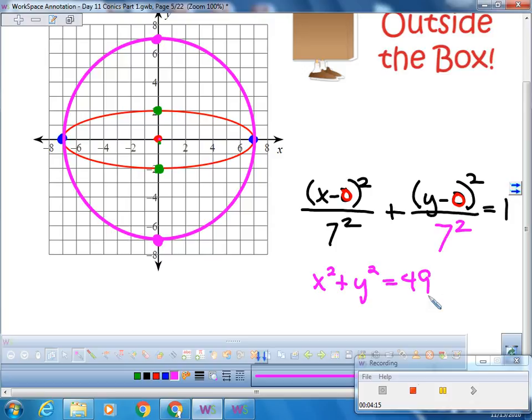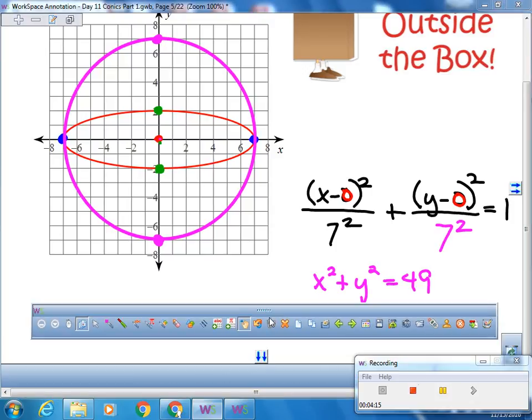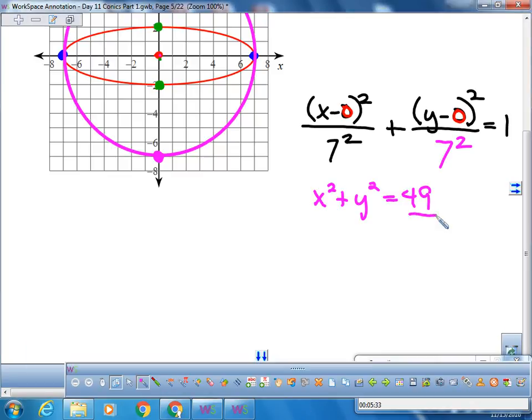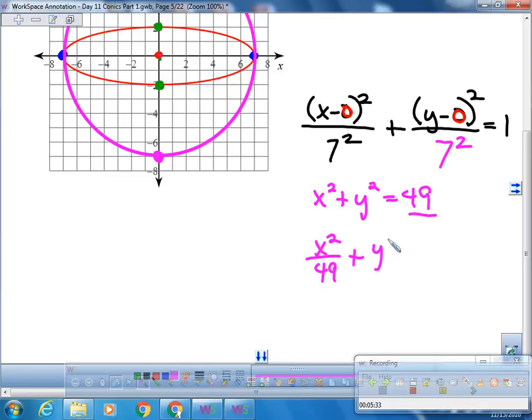I can put the 49 underneath each one of them. I can put it over here, or I can write it underneath 49 equals 1. These two things are exactly the same. Okay, so now we're talking, we have an ellipse. This is written in an ellipse form, only it has no major or no minor because they're the same. Okay, yes. King.